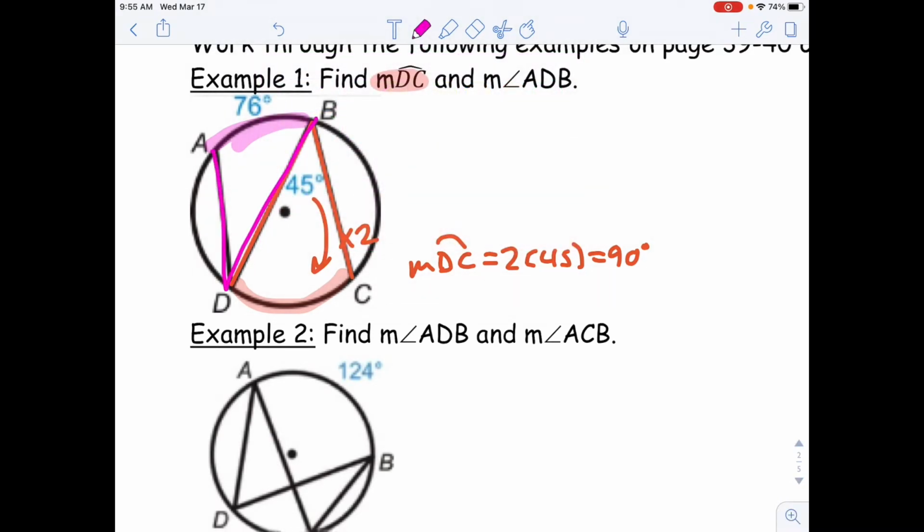All right, we need the angle. Well, in this case right here, I'm just going to go the reverse. I'm going to divide by 2. So the measure of angle ADB is equal to 76 divided by 2, or 38 degrees.